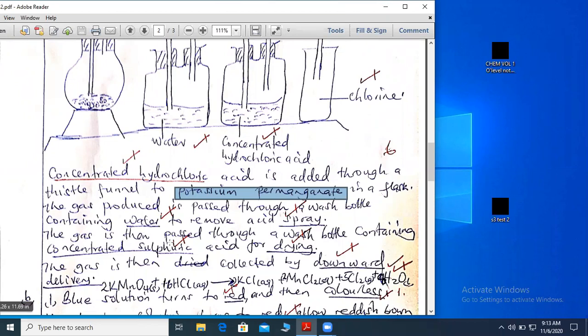The gas is then passed through a wash bottle containing concentrated sulfuric acid. We said this should be concentrated sulfuric acid and not hydrochloric. We shall correct that when we are doing corrections. Concentrated sulfuric acid for drying. And finally, the gas is collected by downward delivery since it is denser than air.